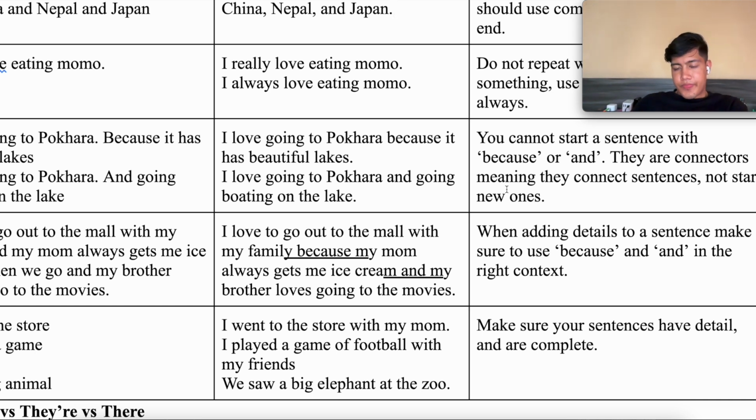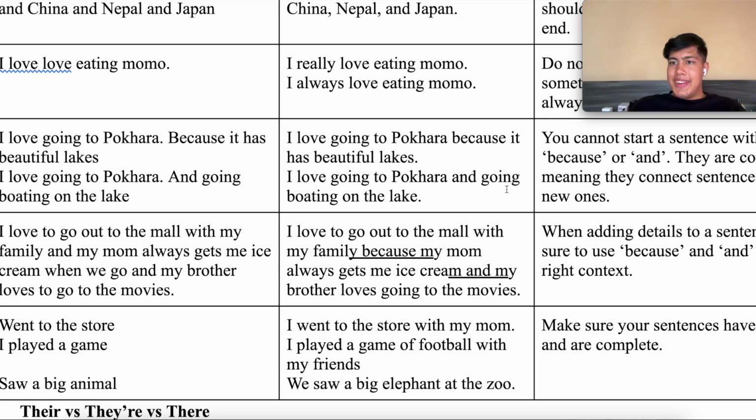So, the two main ones that we're going to be using, just in general for our writing at this stage of your grades, grade 5 and grade 4 and whatever else grade you may be, are because and and. They connect two ideas with each other. You can extend a sentence.